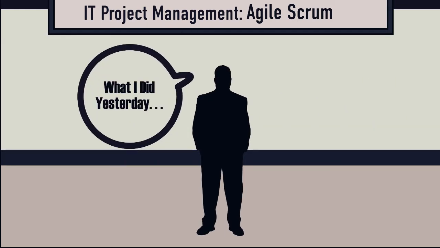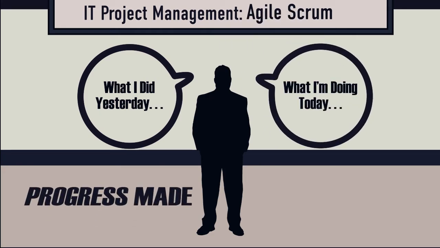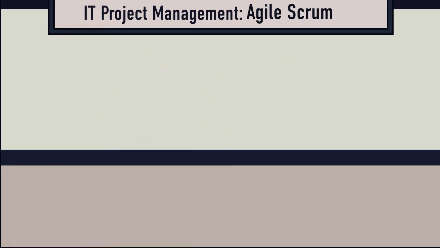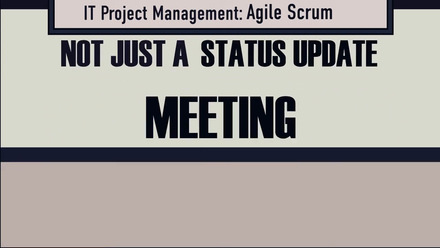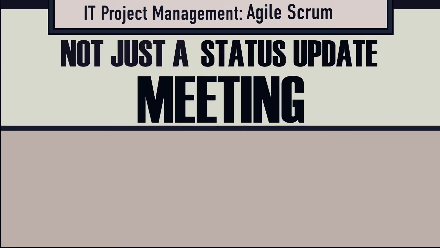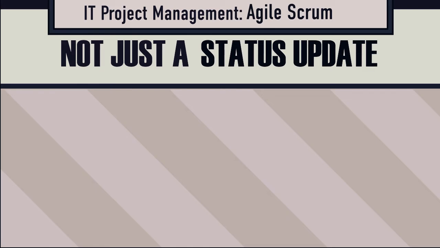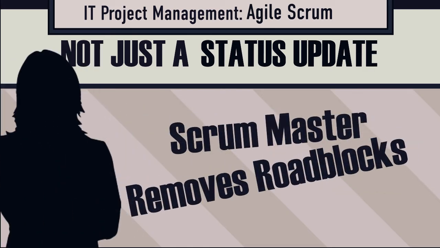By listening to what each team member accomplished yesterday and what they'll accomplish today, the team learns what progress has been made and what work is still outstanding. The daily Scrum isn't just a status update. Instead, it's a meeting where team members make commitments to each other about the work they're going to do. If any team member has a roadblock, it's the Scrum Master's responsibility to handle the problem.